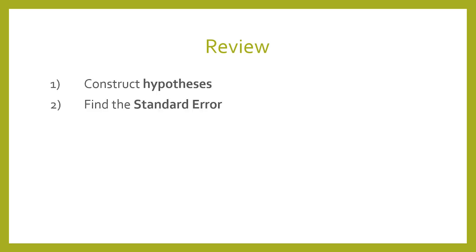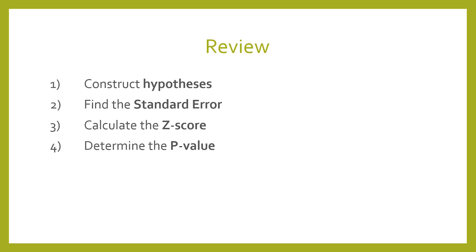Congratulations! You've successfully done a one-sample z-test for averages. Before you go, let's just review the 5 steps. Number 1, construct your hypotheses. Number 2, find the standard error. Number 3, calculate the z-score. Remember to check whether your problem uses a z-score or a t-score first. Number 4, determine the p-value. Don't forget to check whether you have a two-sided test. And number 5, state your conclusion.